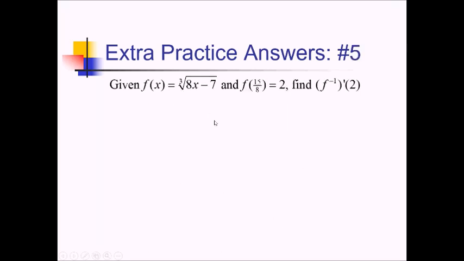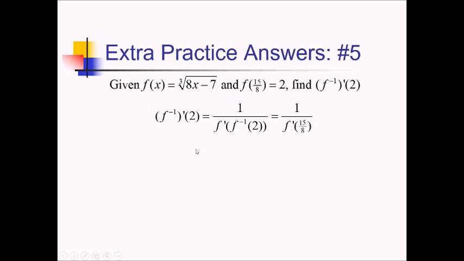For this problem, I'm looking to find f inverse prime of 2, given this cube root function and this 15/8 that comes out to 2 when I plug it into the f function. So let me start by writing my derivative setup in general for inverses. I can write that this expression is equivalent to 1 over f prime of f inverse of 2. And then f inverse of 2, that's what I have to plug into f to get back to 2. That's this 15/8 that I see here. Now I need f prime of 15 over 8.